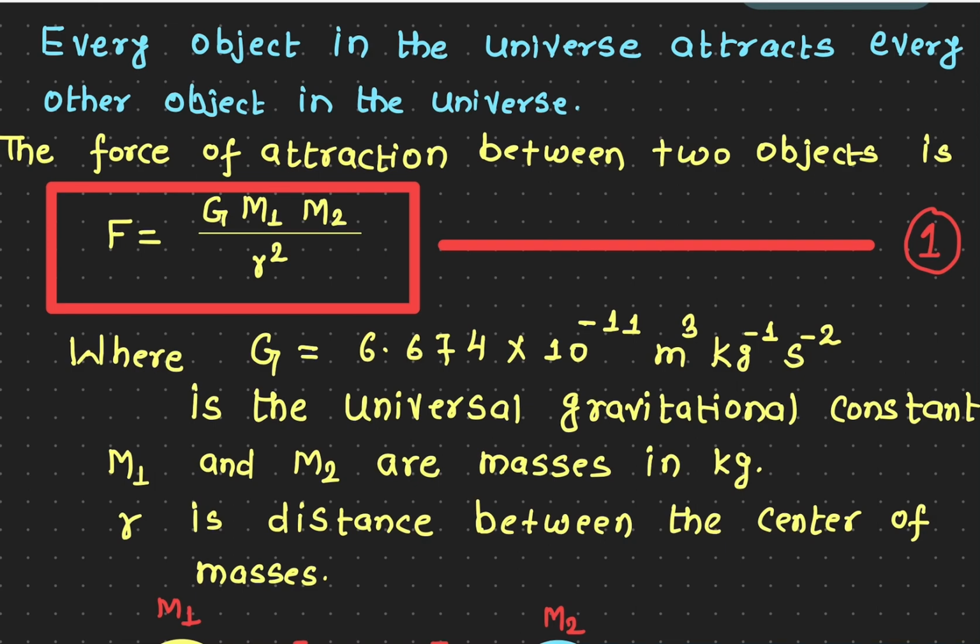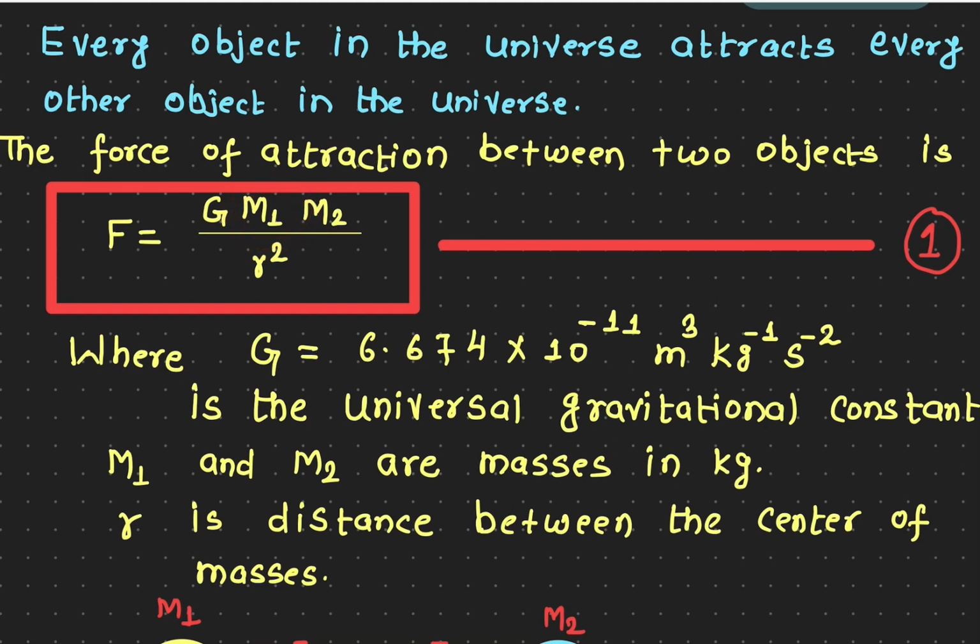The reason we call this a universal gravitational constant is because its value is the same everywhere in the universe. Its value does not depend upon the position, and does not depend upon the mass. It's everywhere exactly the same. That's the reason we call it the universal gravitational constant.